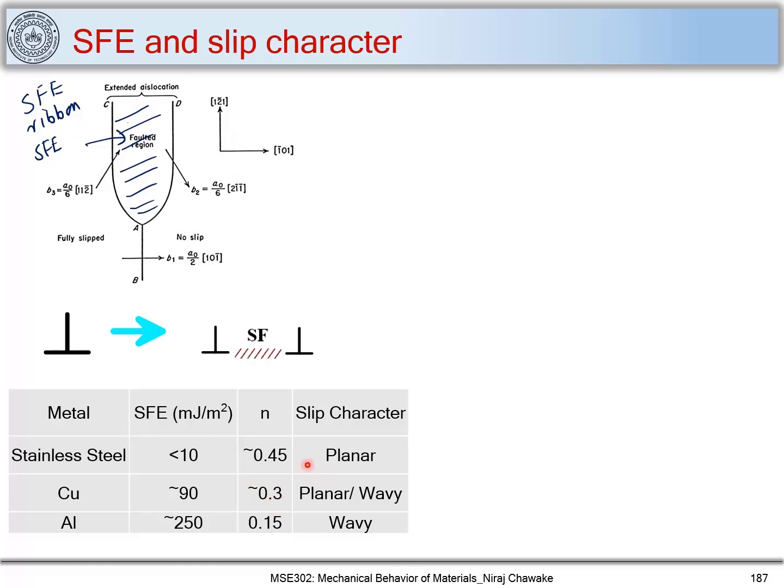And you can see the slip character. When stacking fault energy is lower, dislocations can move only on one slip plane and thus the slip character is planar. While in the case of aluminium, these dislocations can cross slip easily and thus it gives a wavy character. In the case of medium stacking fault energy, you have both planar and wavy character.